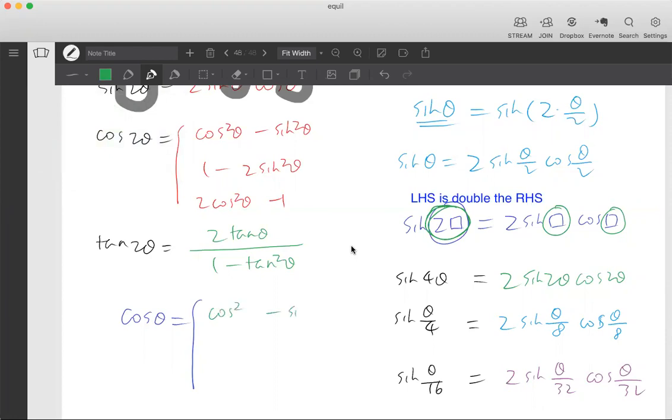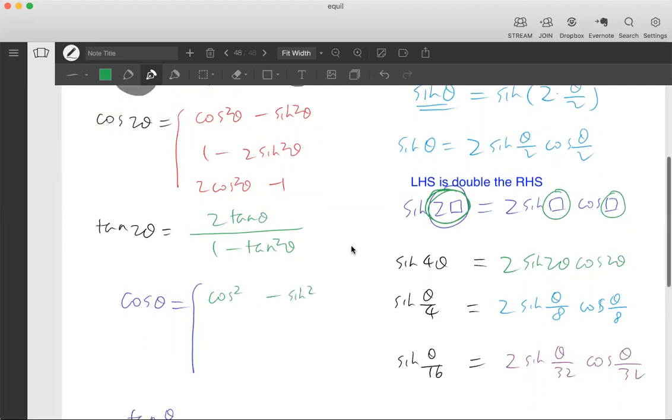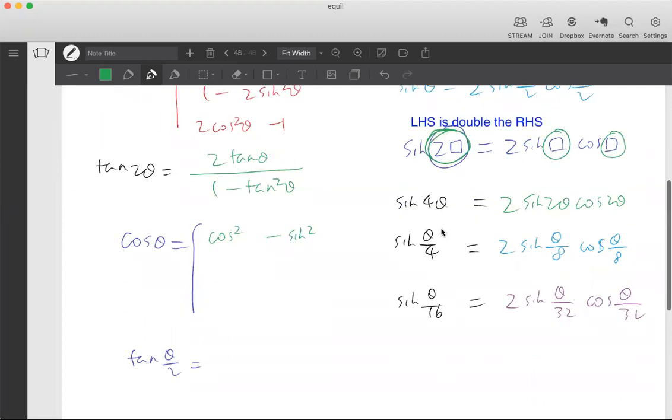I'm not quite sure. Did you understand these three black examples? Sine 4 theta, sine theta over 4, and sine theta over 16. Kind of. Yeah, so give it a go. Tell me what sine theta over 3 equals.